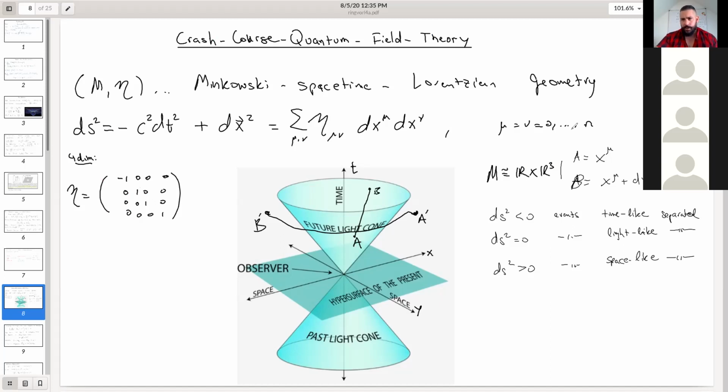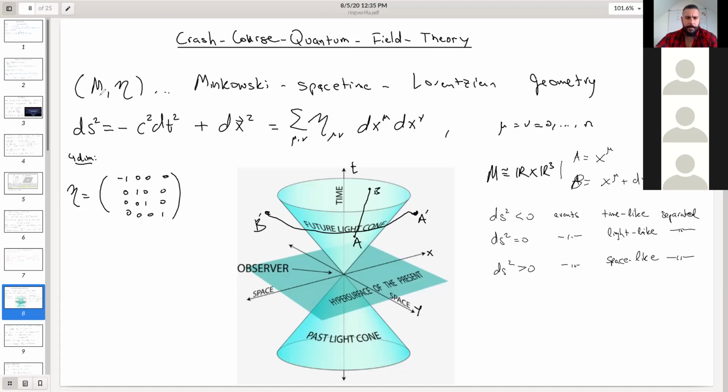Last time there was a question, I don't remember exactly who asked it. I think it was Sandra, but I'm not sure anymore, about what is a Lorentzian geometry. And the Minkowski spacetime is an example of such Lorentzian geometry.